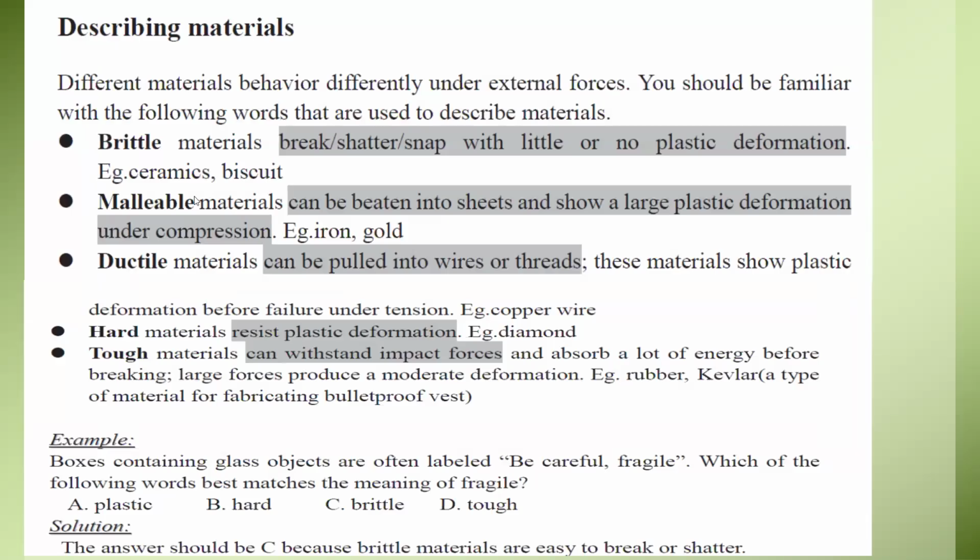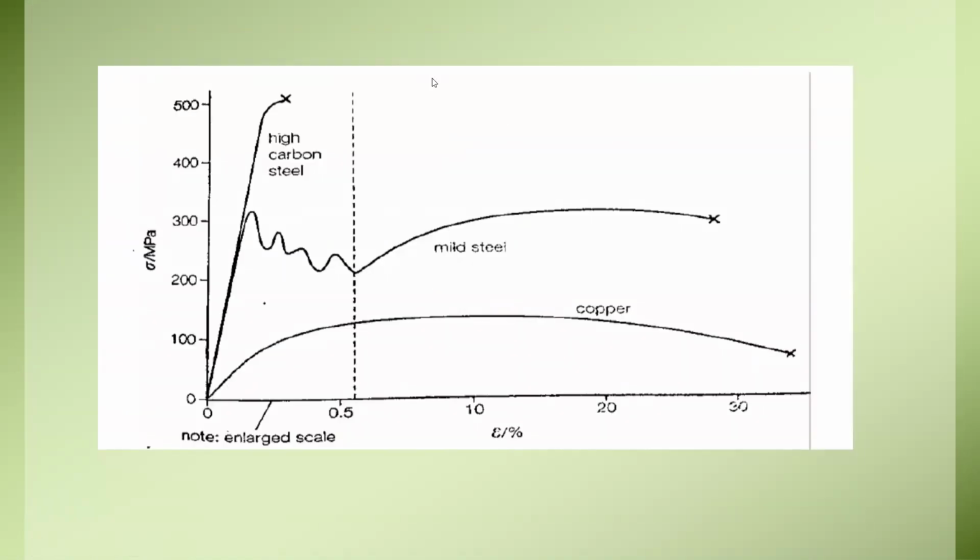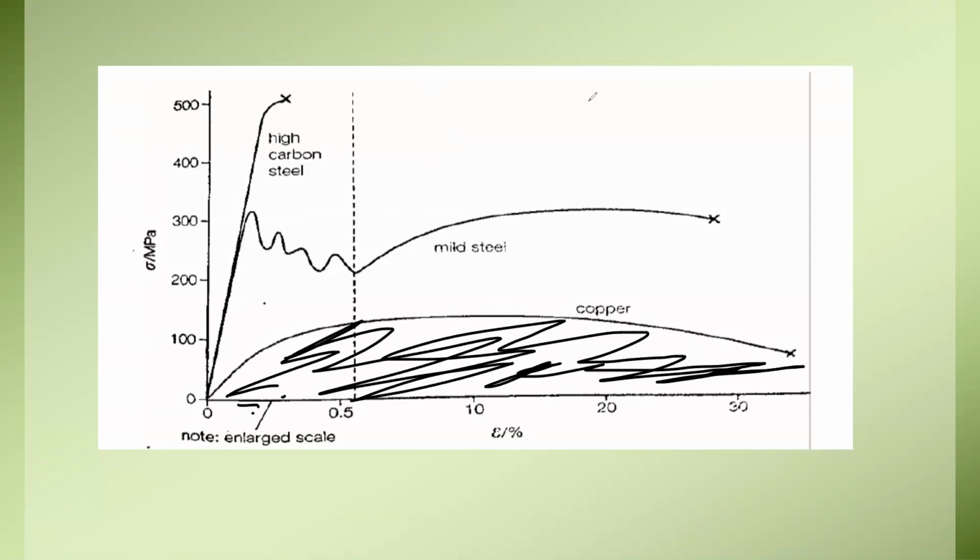Then for a tough material, it can withstand impact force and absorb a greater amount of energy before it breaks. For example, rubber, Kevlar. If you want to work out the toughness of the material, we take the total area of the graph. The total area. Like if I want to check the toughness, I will take the total area.